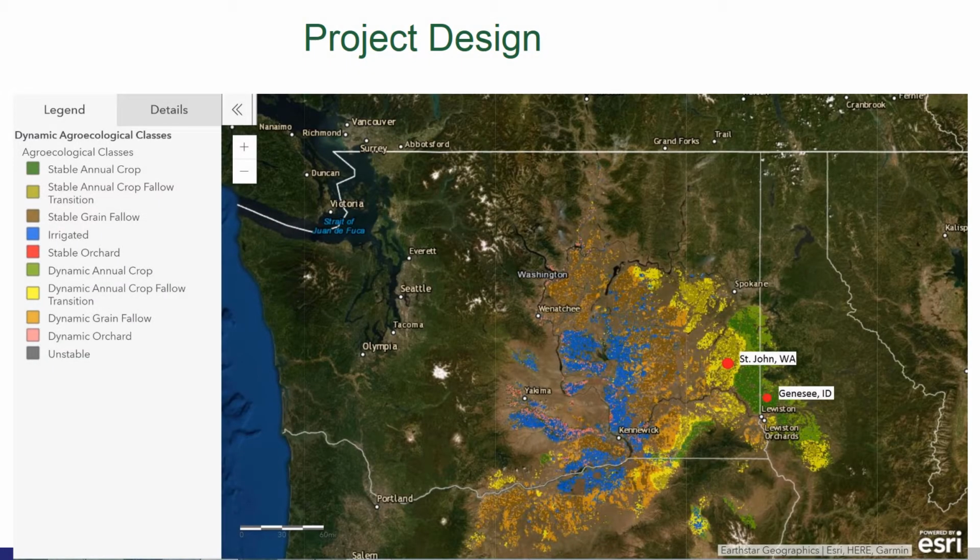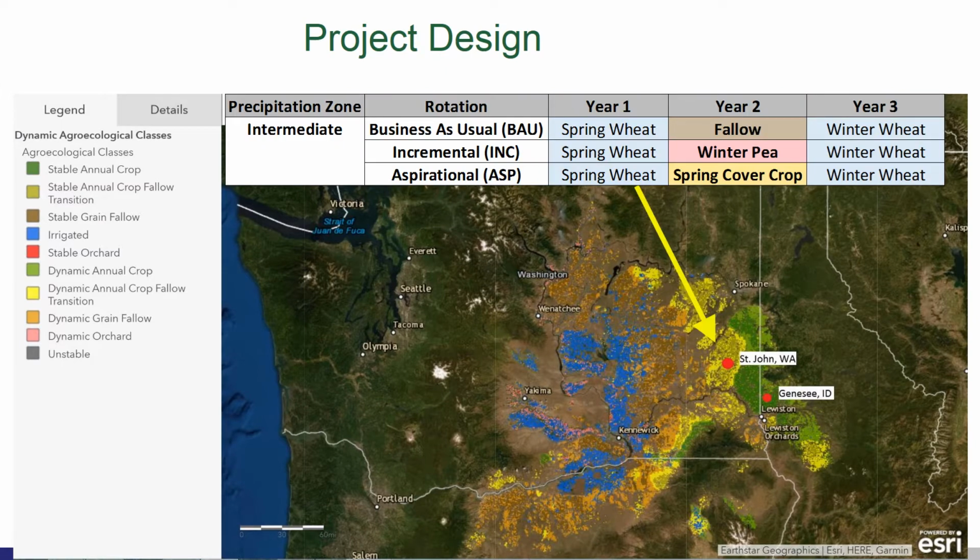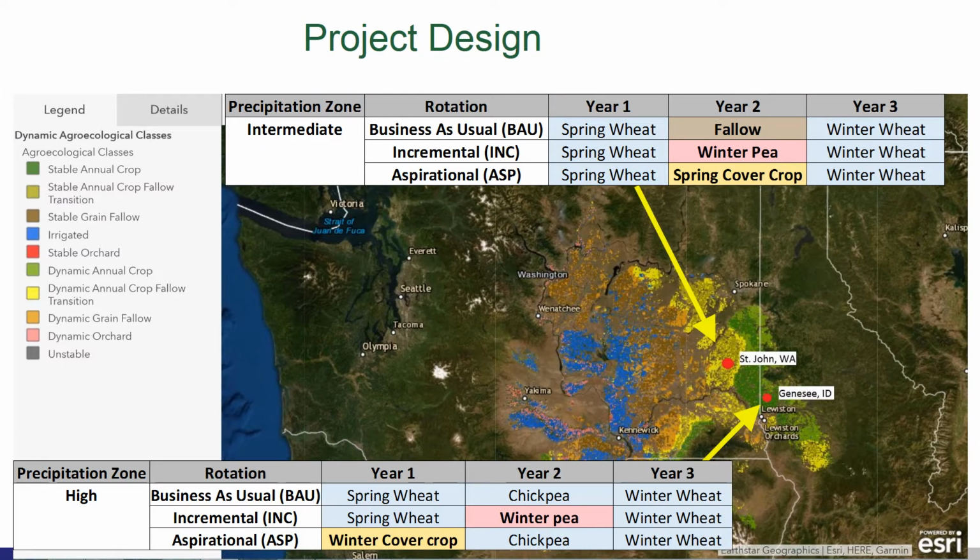Just to review the project design, the main thing I'm presenting today is the strip trials in St. John and the strip trials in Genesee. At the intermediate zone, we're replacing fallow with winter pea or a spring cover crop.